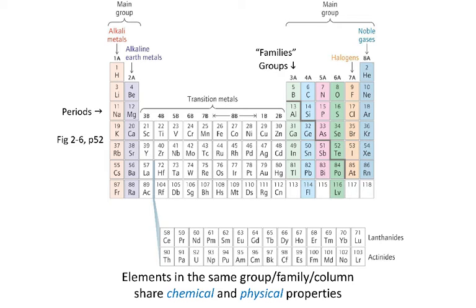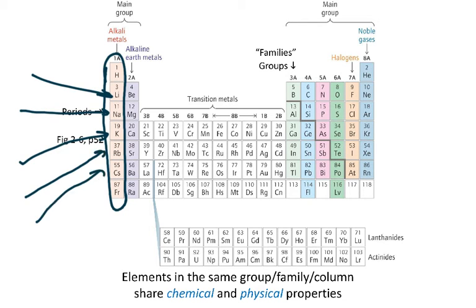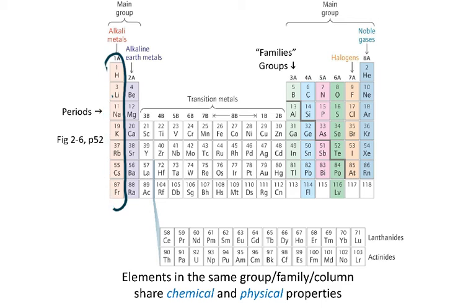Elements that are in the same group or family or column, such as this first column here, all share similar physical and chemical properties, right? So lithium, sodium, potassium, rubidium, and so on all have similar chemical and physical properties. We're going to get to valence electrons and electronic structure and why they have similar properties, but for now, we need to just know that you can use information about a group to infer information about properties.